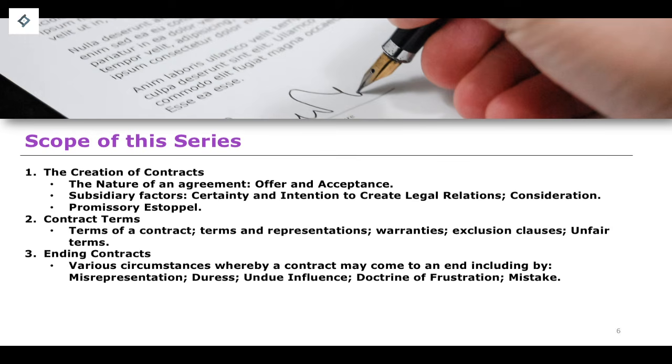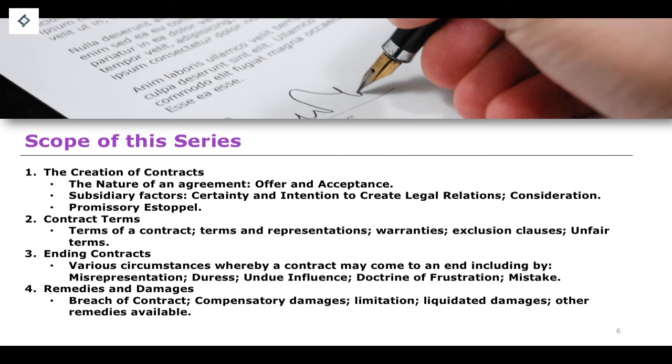Of course, that's not particularly interesting for lawyers, because we're talking about all of the more messy situations where contracts come to an end, like frustration, mistake, undue influence, and duress. And then finally, we're going to talk about the various different remedies and damages for potential breaches of contract. So we'll talk about what it means to breach a contract, the idea of compensatory damages, liquidated damages, limitation of damages, and other remedies which may be available in both law and potential equitable remedies that could exist in relation to contracts being breached.